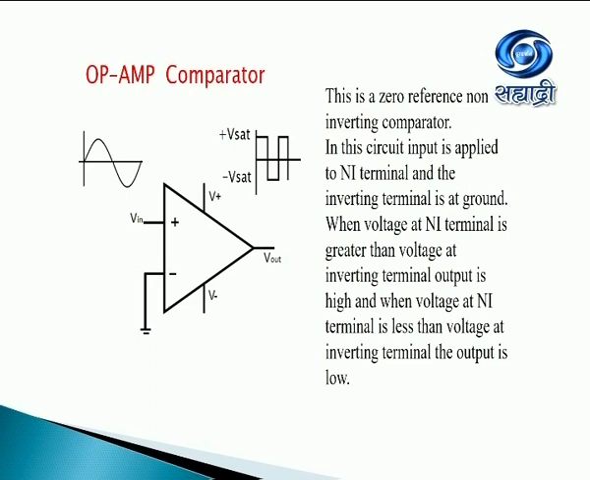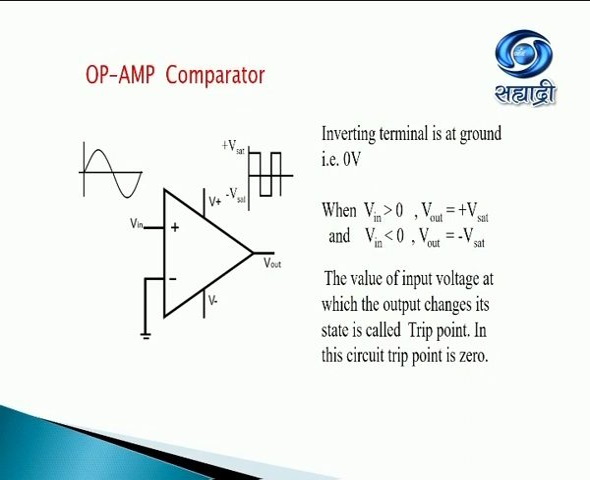When voltage at non-inverting terminal is greater than voltage at inverting terminal, output is high. And when voltage at non-inverting terminal is less than voltage at inverting terminal, output is low. Inverting terminal is at ground, that is 0 volts. When Vin is greater than 0, Vout is plus Vsat.